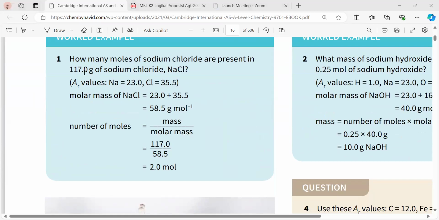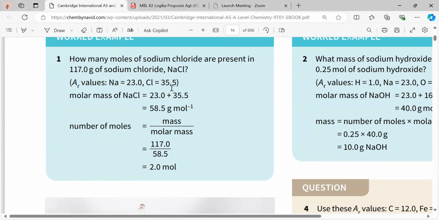Question number one: how many moles of sodium chloride are present in 117 grams of sodium chloride? So NaCl. The Ar values are Na, which is equal to 23, and then we have chlorine.